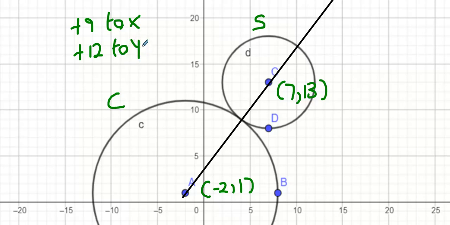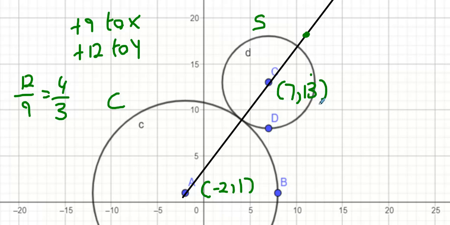You could use the slope formula, couldn't you? Quite easy. Would everybody agree with 12 over 9, which is 4 over 3? For every 3 blocks you go to the right, you need to go 4 blocks up. Very easy. Do you know what I'm going to do? I'm going to add 4 onto 7. What do I get? 11.